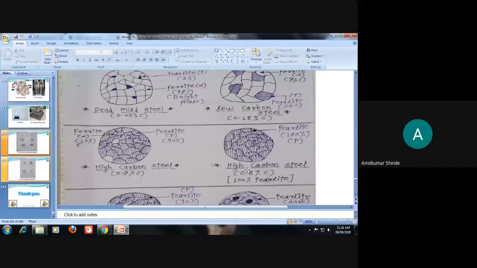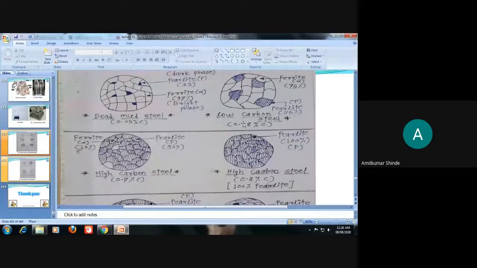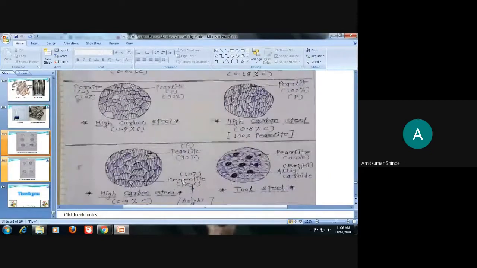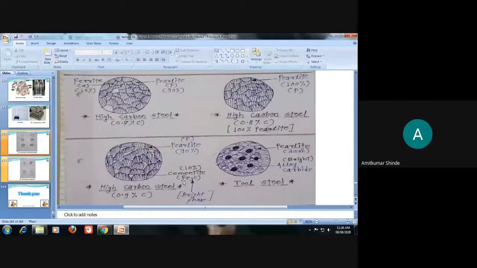And for lesser values, that is 0.008, 100% ferrite will be there. And in between those values, according to the percentage, you have to write ferrite and perlite, then more percentage will be there, then perlite and cementite, for high carbon steels.